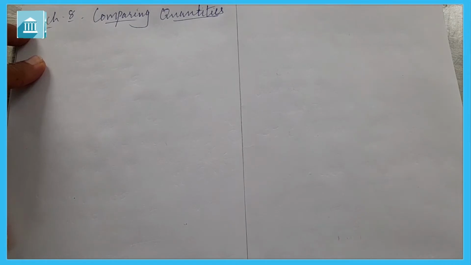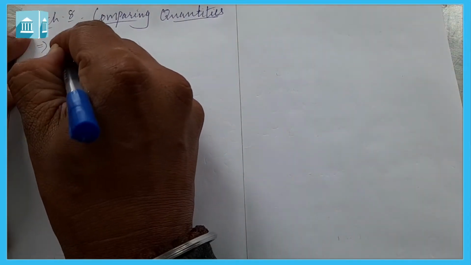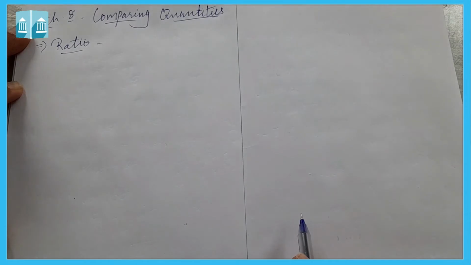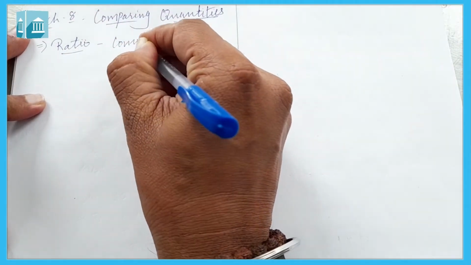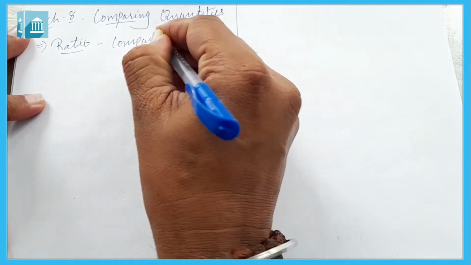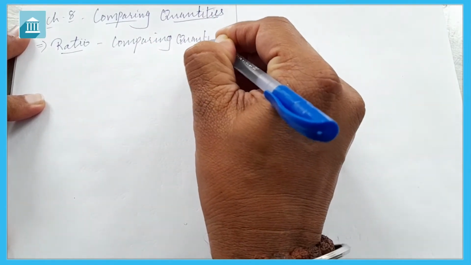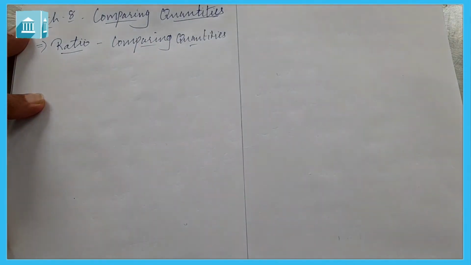Now, in 6th standard, you had learned about ratios. Let us just revise what we mean by ratios. Ratios means comparing quantities. In a general sense, we can say comparing quantities. When we compare two quantities, it is known as a ratio.